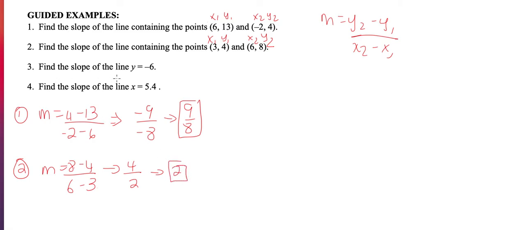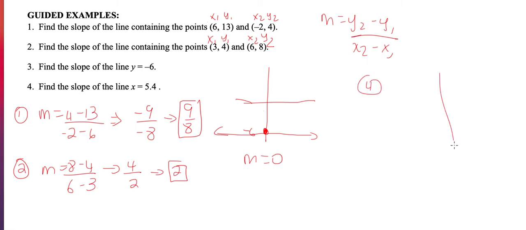For number 3, it says find the slope of y equals -6. You would need to remember what this line looks like. It's either horizontal or vertical. I remember it like y equals -6 means y will always be -6. So you would need to draw a line going through that -6. So this is a flat line. Horizontal lines have a slope of 0.